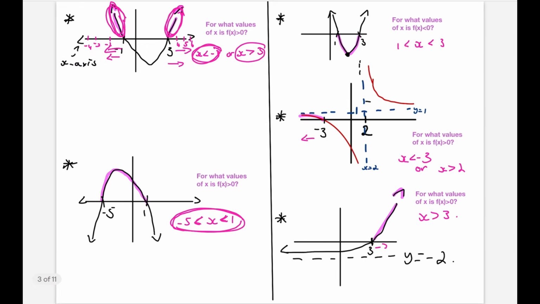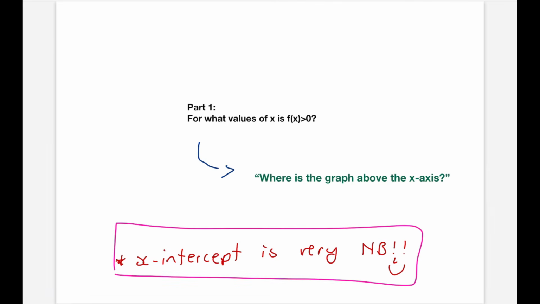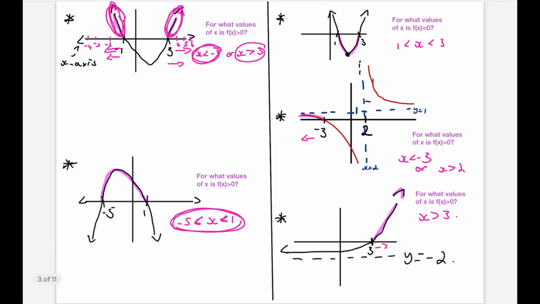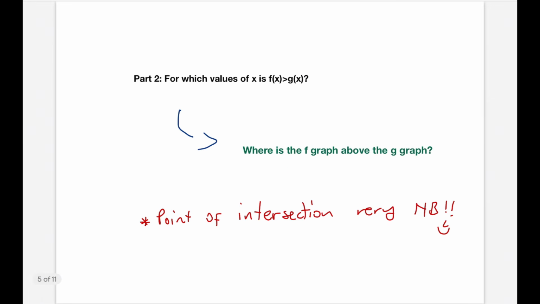You will have noticed that in the previous section, where we spoke about for what values of x is f of x greater than 0, and we said that means where the graph is above the x-axis, the x-intercepts were the critical points. Have a look here. It is to the right of the x-intercept and to the left of this x-intercept where this question is being answered. Now, for this kind of question, you'll notice that the points of intersection are important.